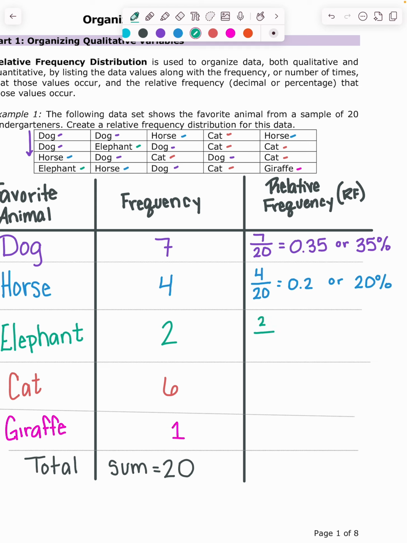Two over 20 is the next one, and that is 0.1, and that's 10%. 6 over 20 is 0.3 or 30%, and 1 over 20 is 0.05 or 5%.